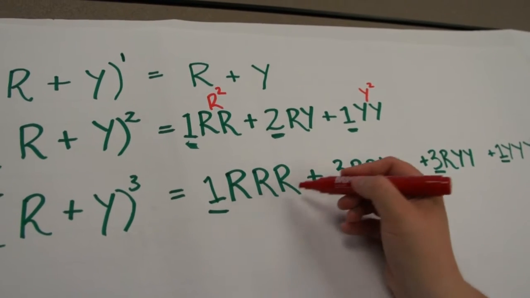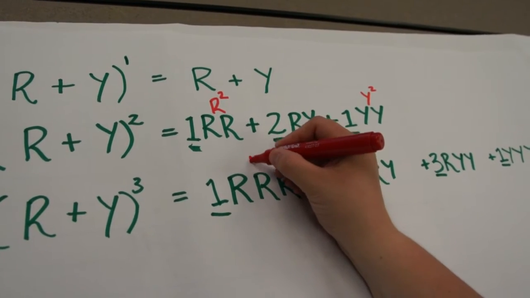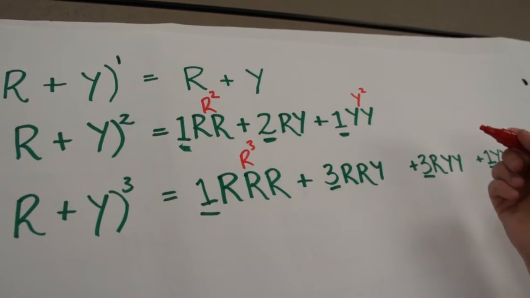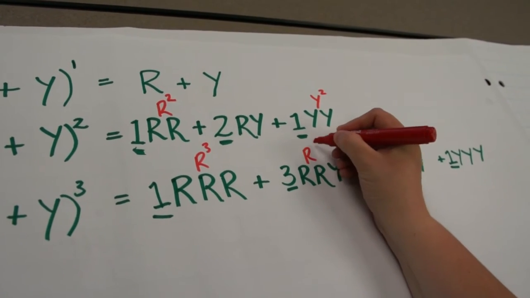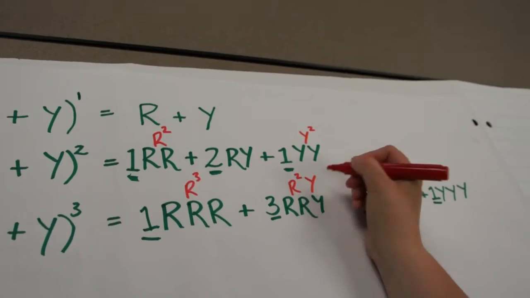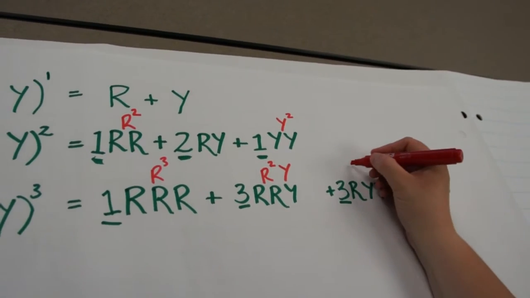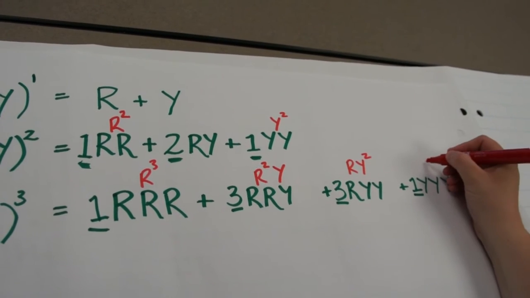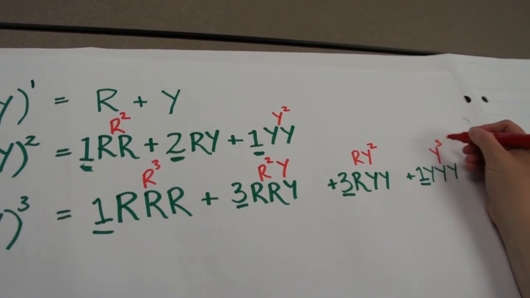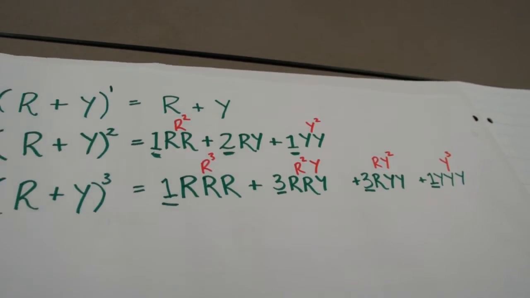And down here we have 3 R's. So R to the power of 3. Here we can stick these 2 R's together. So R to the power of 2 times Y. And then over here we have R, and then we have Y to the power of 2. And finally, Y to the power of 3.